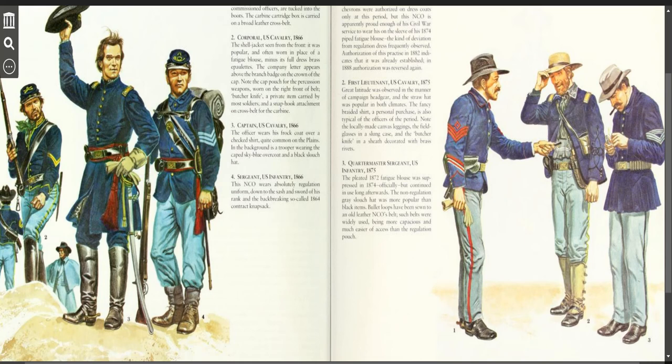Here are some more examples of uniforms during the period. You can see that the uniforms used early on are very similar to those worn during the Civil War, but over time, the uniforms evolve somewhat. They adapted wide-brimmed hats for sun protection. These wide-brimmed hats were much better covers than the French-style kepis and forage caps, which really provide less sun protection than a modern-day baseball cap.